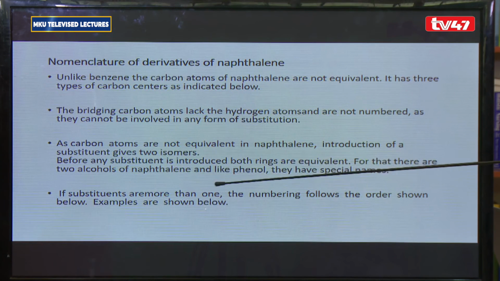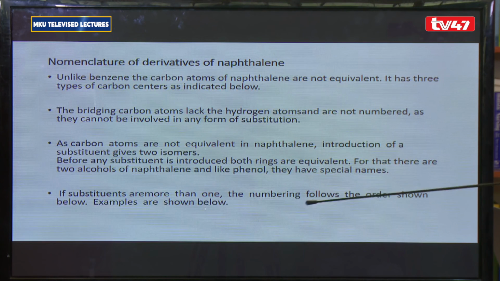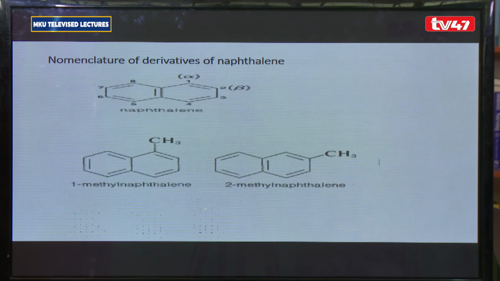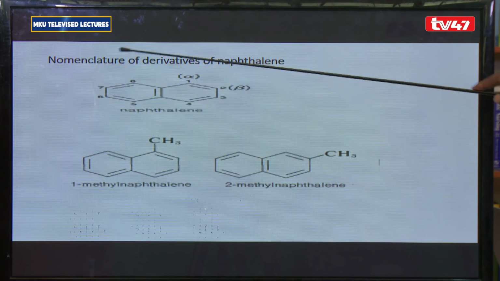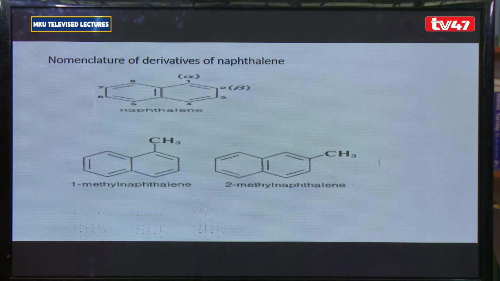Then if we substitute more than one, the numbering follows the order of the numbers as I had already shown. So we number from one ring up to 4, then we jump the fused carbons, then we number. So naphthalene has 8 carbons that are numbered, so we can give a substitution as being either in position 1 to 8 in a similar way as we do to benzene. So if in this position we have a methyl group, then it becomes 1-methyl naphthalene.